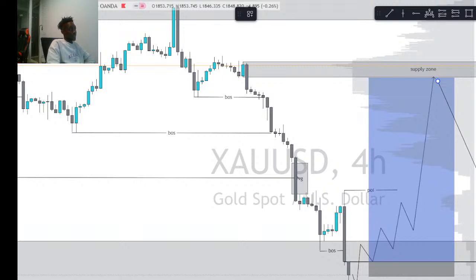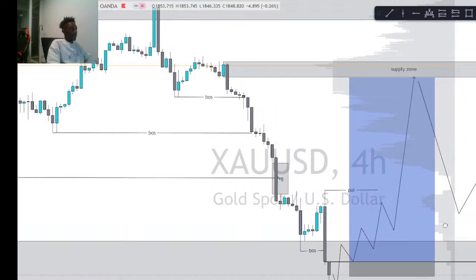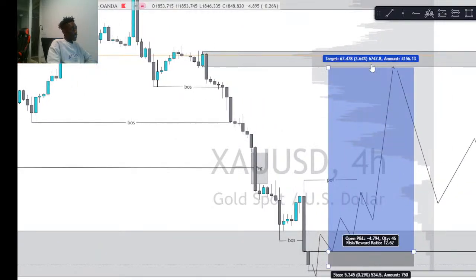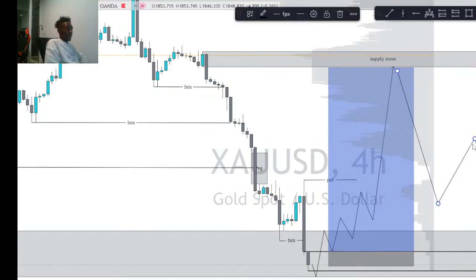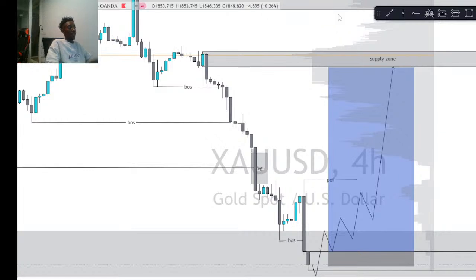If the trend is still bearish, by the way, we're going to continue selling. But the reason why we are looking for buys now is because of that untested supply zone. So at some point the market needs to buy, test the zone, and then continue selling. You understand?